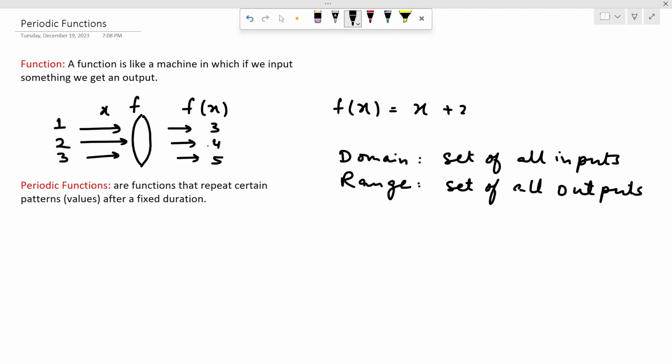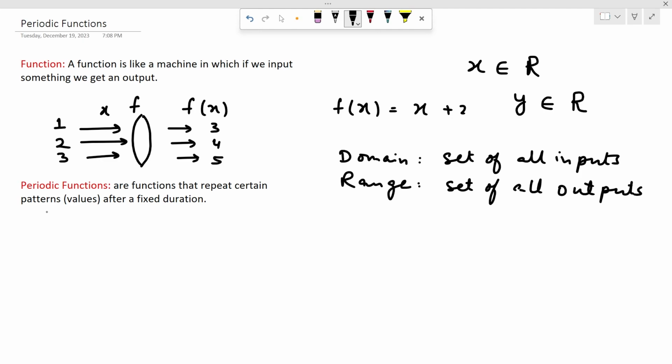In this example that we have seen here, the domain and the range are both the set of real numbers. That is, all the real numbers can be input in it, and the output will be the entire real numbers as well. So if I take the output as y instead of f of x, then the range will also be the entire real number line.